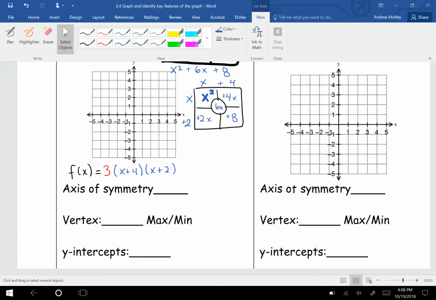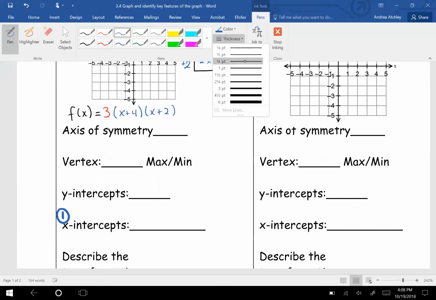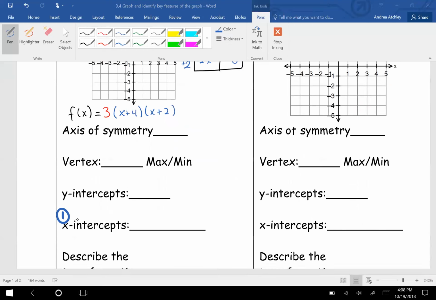Then we have to go and do this in order. The first thing we should be doing is the x-intercepts. Okay, remember x-intercepts is where f of x equals 0. So you're going to plug in 0 for f of x and then solve. So I have 0 equals 3 times x plus 4 times x plus 2. So we set all 3 of these factors equal to 0 to solve it.